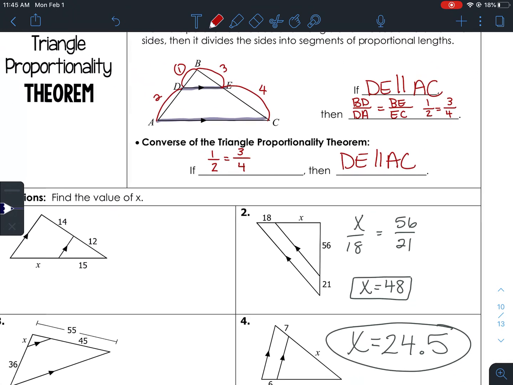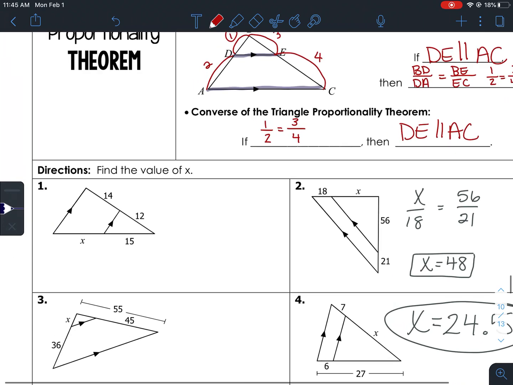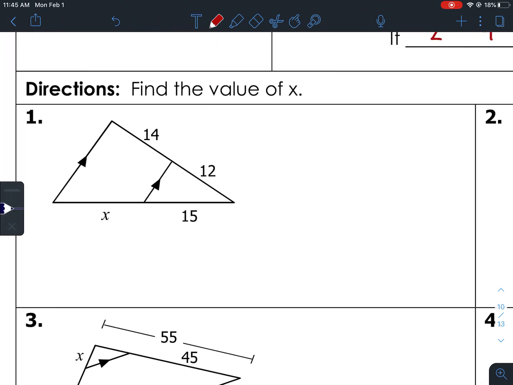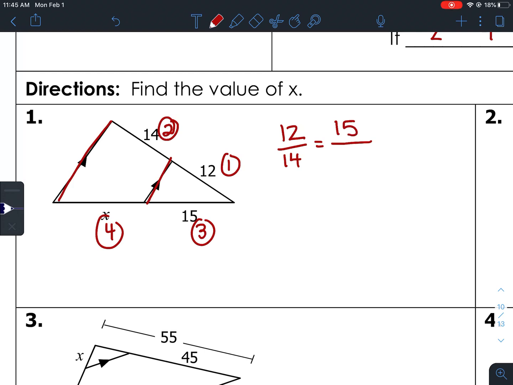All right, so let's work some of these out here. So again, just like how we had up above, I'm going to label these. So that's 1 and 2, 3, and 4. There's our parallel lines. Okay, so now I'm just going to set up my proportions. So 12 over 14 equals 15 over x. I'm going to grab myself a calculator here.